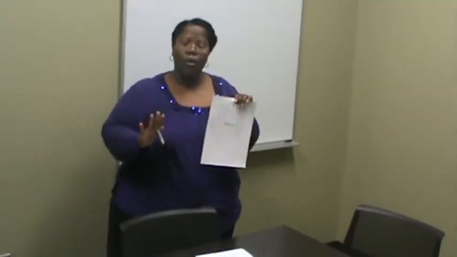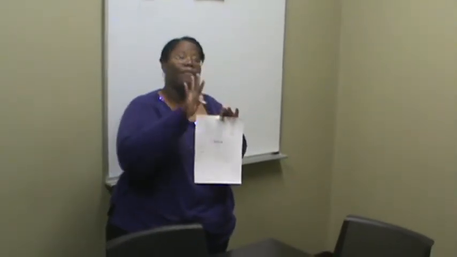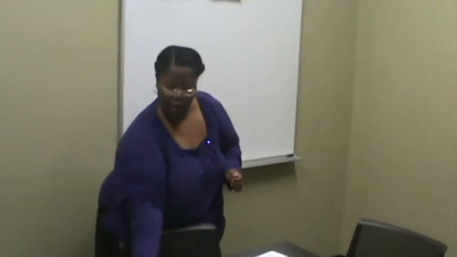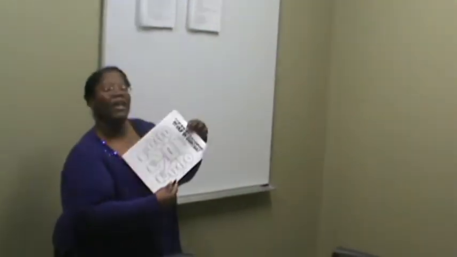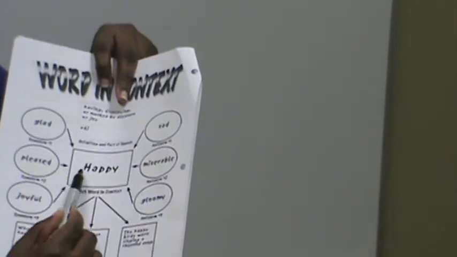Now, when doing the word webs, you can do it through a computer, as we said, when they pull up the program and they can search through the computer for words. Or what you can also do is this other thing, which is called a word in context. This is another type of graphic organizer. And in this particular one, you see it's already filled out with the word happy. Happy is in the center.